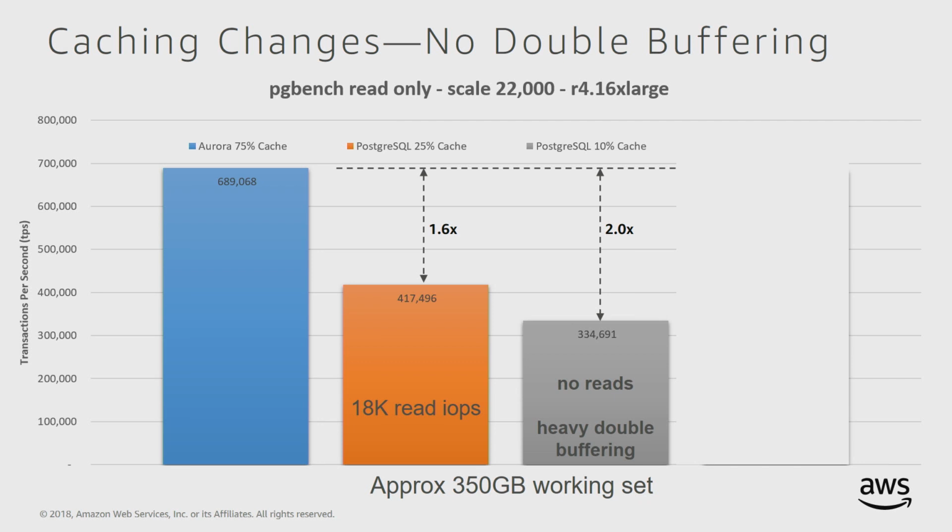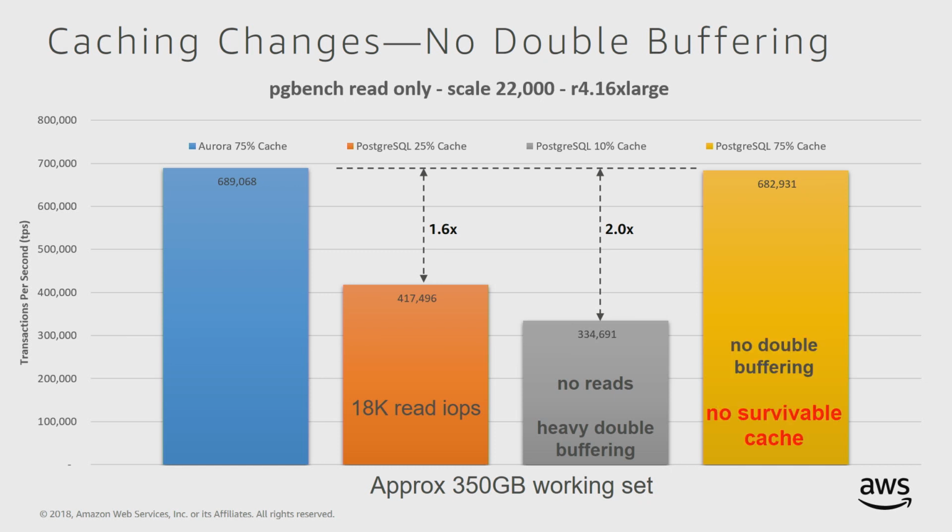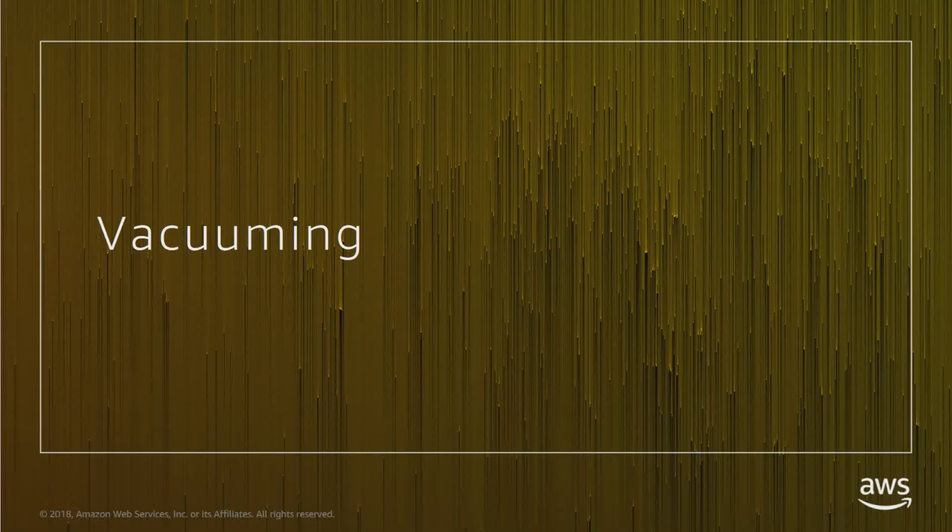And just to prove there's no monkey business, here's RDS Postgres with 75% shared buffers that gives you almost the exact same number as the Aurora one, right? But of course, this is not a survivable cache, right? So you kind of have to make that choice. Do you want to be here with a survivable cache on Postgres, or do you want to be here and get survivable cache as well?